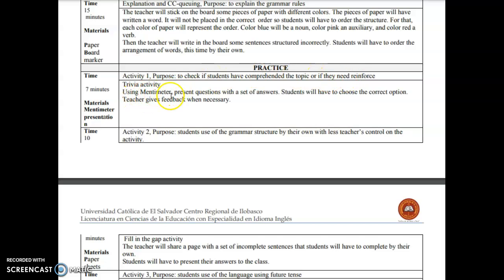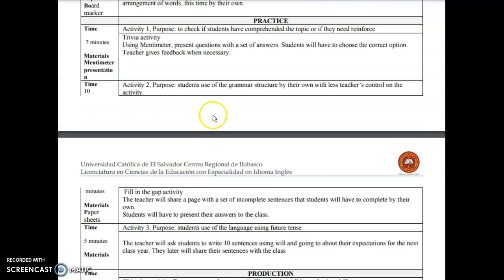So, using Mentimeter, present questions with a set of answers. The students will have to choose the correct options. Teacher gives feedback when necessary because this activity needs to be controlled. For this activity, I will spend 7 minutes, and the materials will be the Mentimeter presentation.